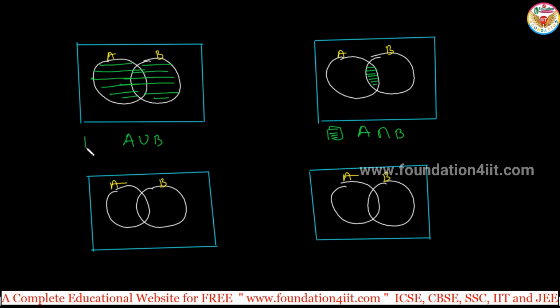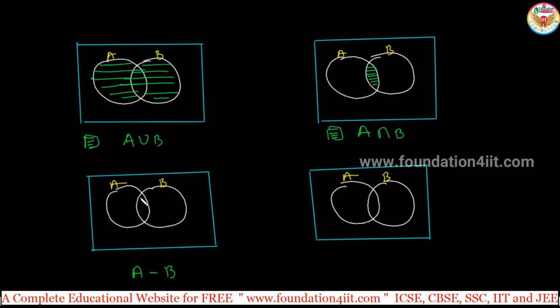Now we can take this. So this shaded part is A union B. This is A intersection B. Next, A minus B. So A minus B is from A, B should be removed. That means only this remains. Okay, this shaded part is A minus B.